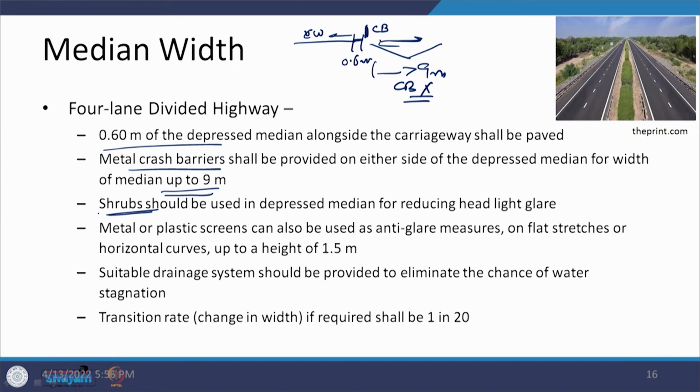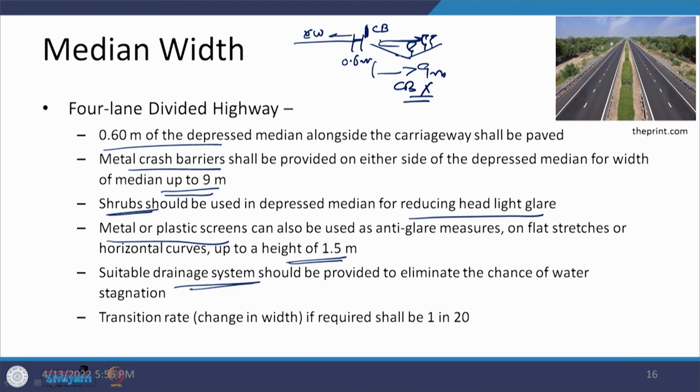Shrubs should be used in the depressed median. So, we should go for a sort of plantation, and that helps in reducing the headlight glare. The other way of doing it is to use metal or plastic screens. They are also anti-glare materials. They can be used on flat stretches and horizontal curves, but the height can be up to a maximum of 1.5 meters.